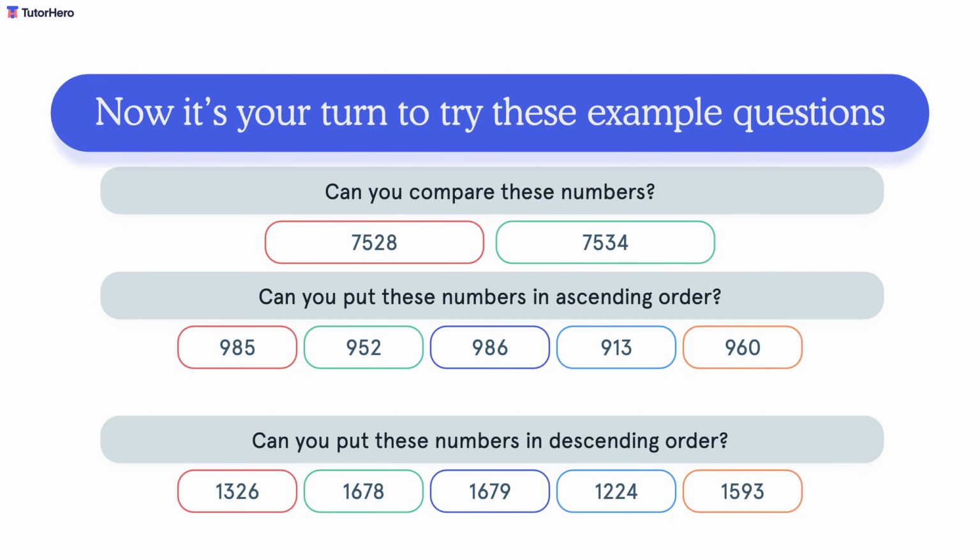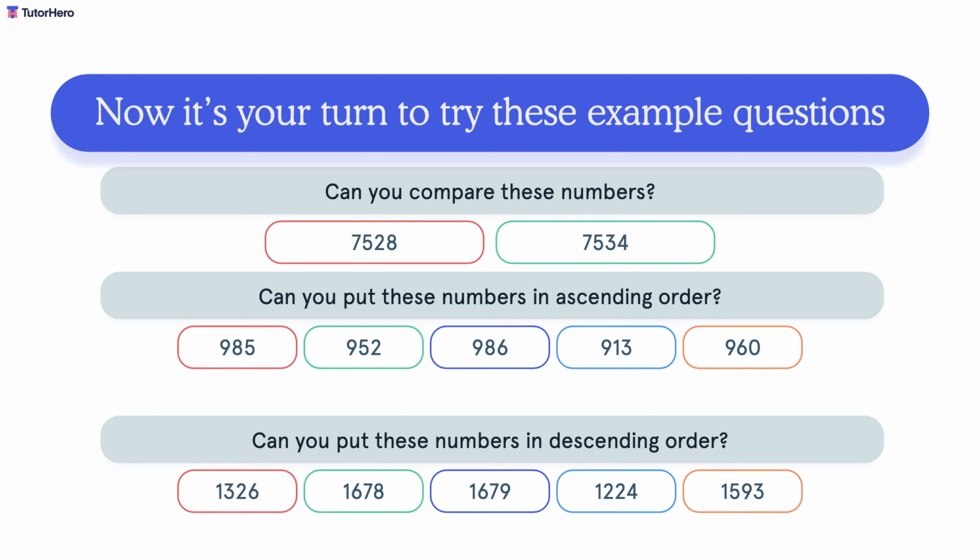Now it's your turn to try these example questions. There are 3 questions for you to try. Can you compare these numbers? Can you put these numbers in ascending order? Can you put these numbers in descending order? Pause the video, take your time and have a go. Let's go through the answers. Can you compare these numbers?